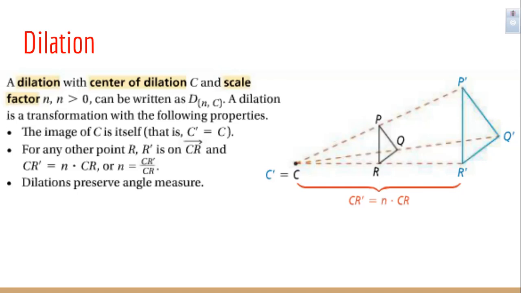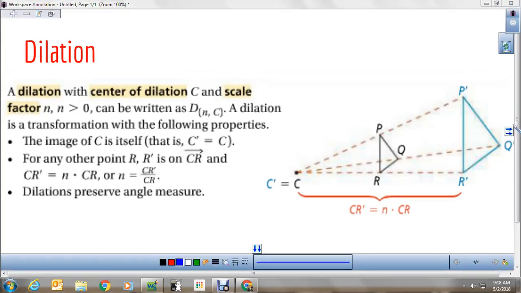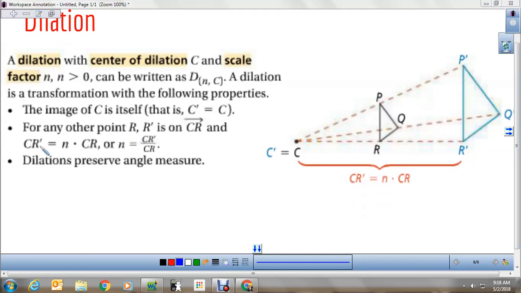So a dilation is a transformation with the following properties. The image of C is itself, C prime. For any other point, which in this case is R and R prime, just for an example here, the distance from C to R and the distance from C to R prime is going to be how we calculate our scale factor. So we have this equation here, and let's get a better look at it. I'm going to show you what we're talking about.